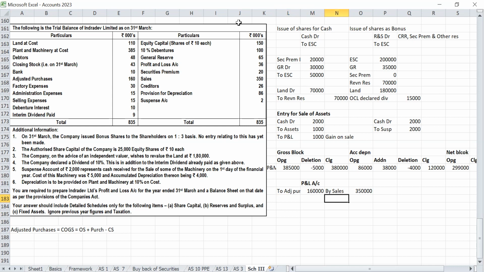Because already it is deducted. Please remember, in the trial balance closing stock is given. Whenever items are outside the trial balance, then only two adjustments. Inside the trial balance only one adjustment, that is the rule in final accounts. So closing stock is there in the trial balance, so only one adjustment, it will come in balance sheet alone. So adjusted purchases. Then any other income is there? Yes, profit on sale is there.